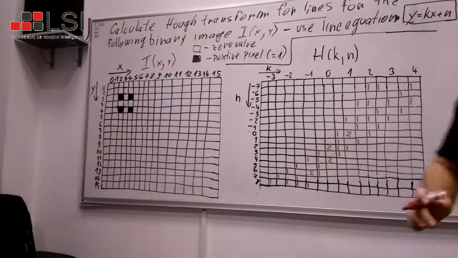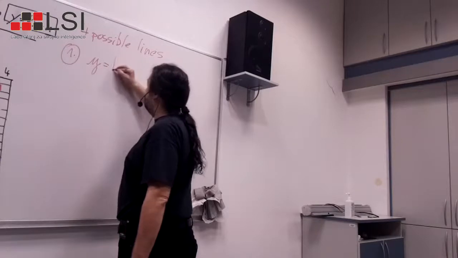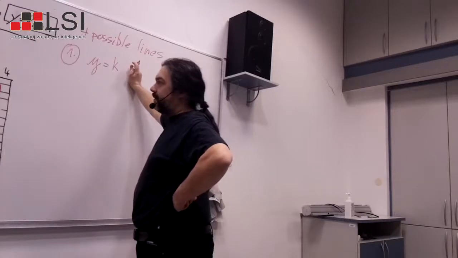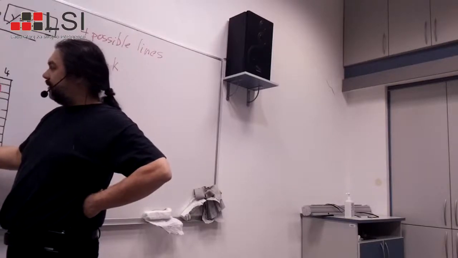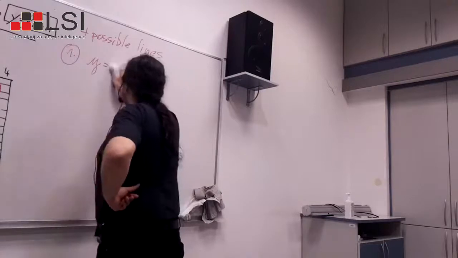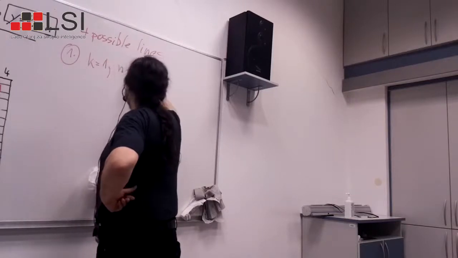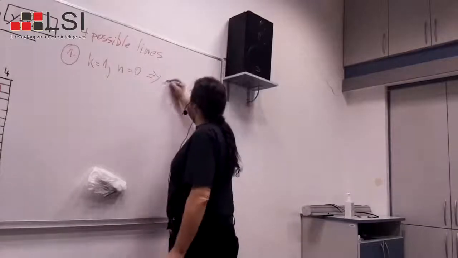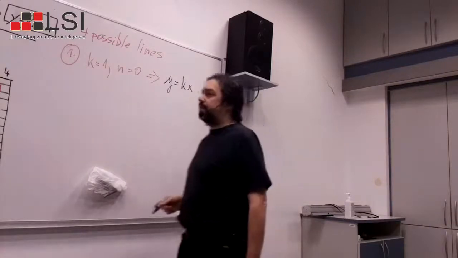So the first one is y is kx, where k is 1 and n is 0, which yields the equation. Let's use a different color. y is kx.